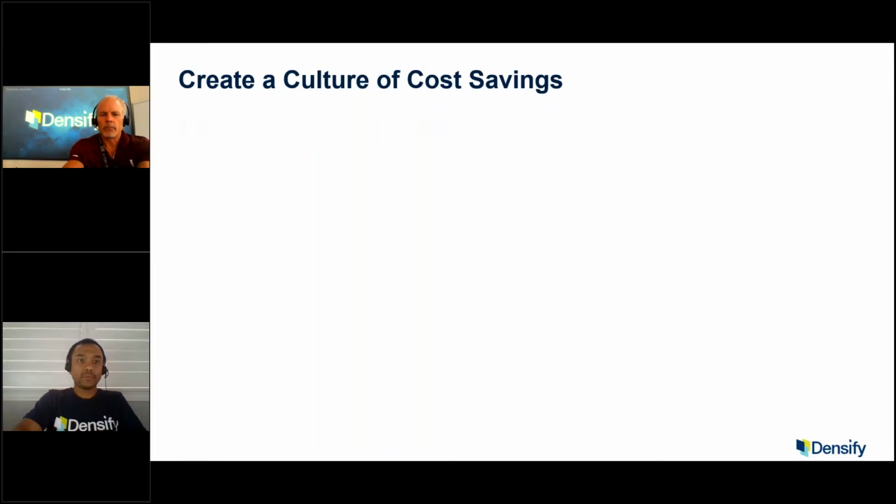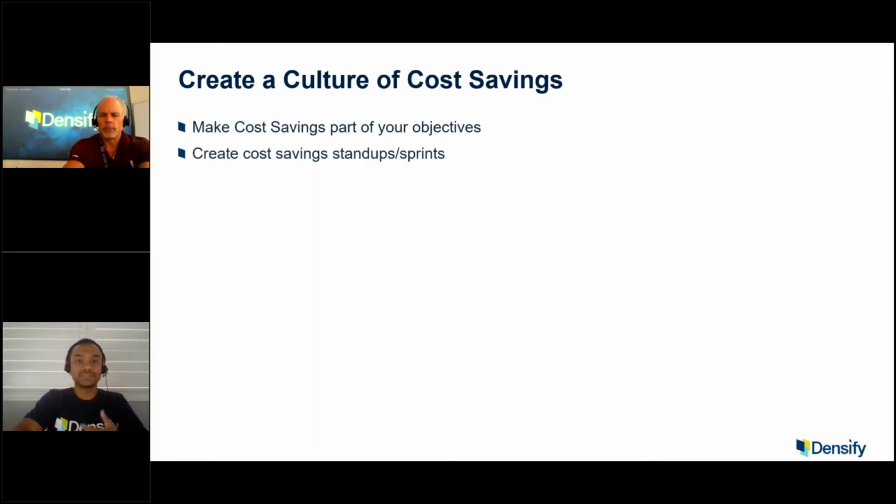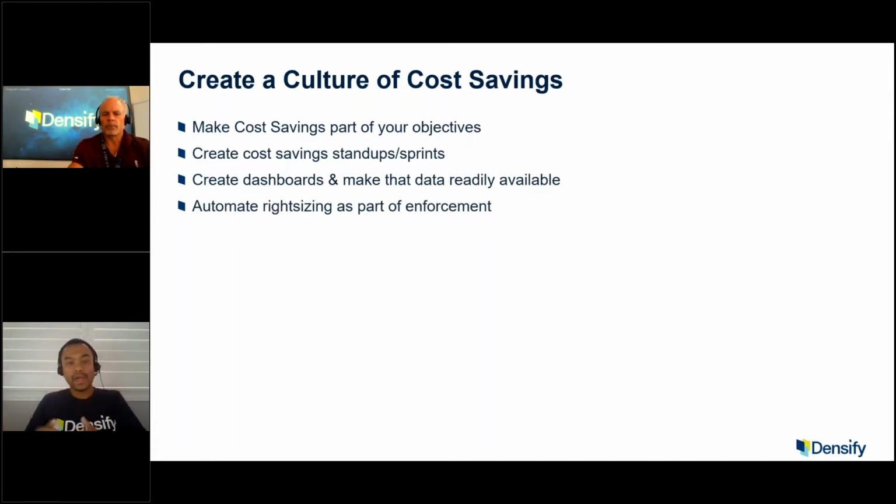So with that being said, what we're saying is that he can help establish a culture of cost savings and make cost savings part of everyone's job. Raise that awareness. Have dedicated sprints as part of your developer sprints to say, hey guys, I know we have these sprints per month on features and functional release. Why don't we have some on savings as well?